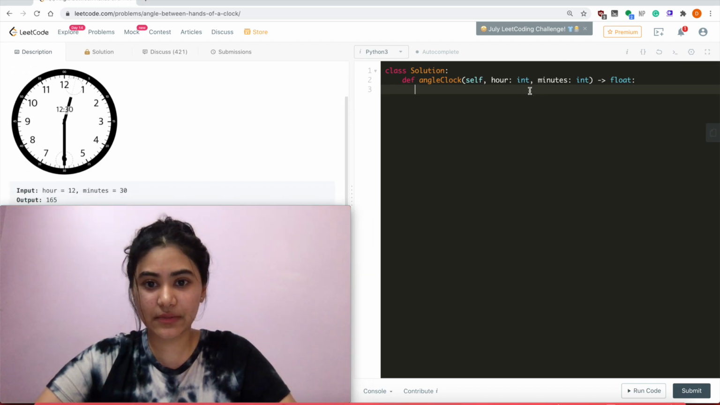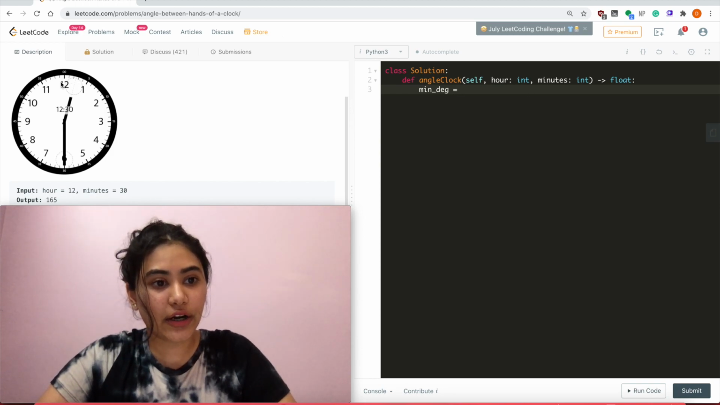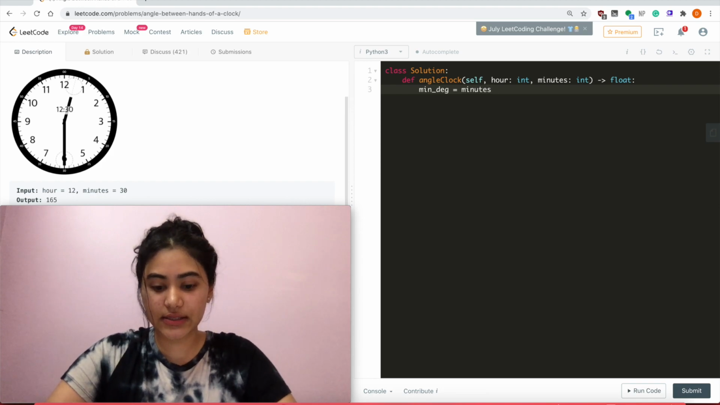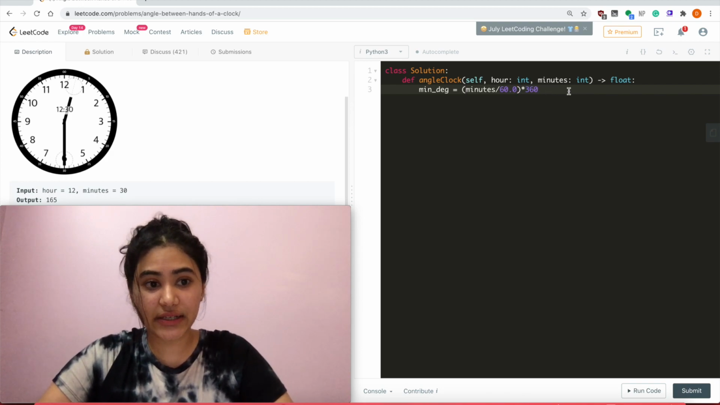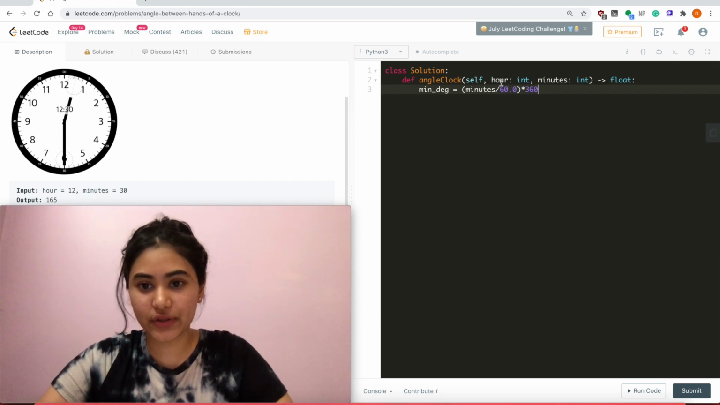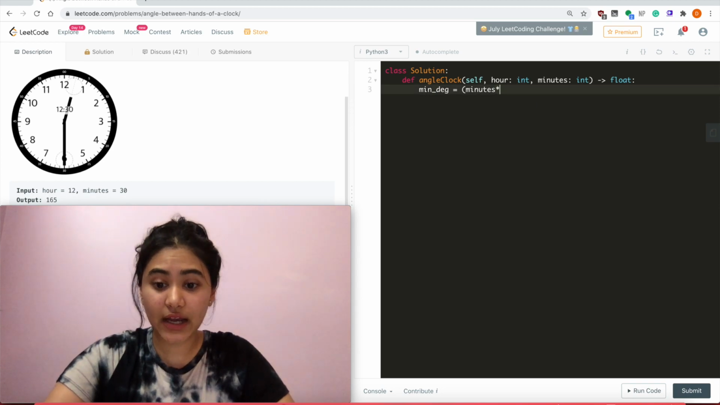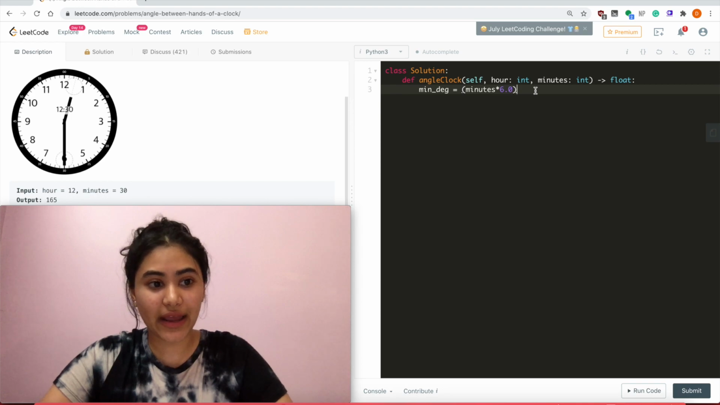So for minutes, we have minute degrees equaling, well, how many minutes are in a full circle? There are 60, so minutes divided by 60 and multiplying that by 360 to get degrees for the minute hand. And we're dividing by 60 only to multiply again by 360. We can easily just do times 6.0. And I'm doing 0.0 because we saw that we could output a decimal, so keeping everything in float form.